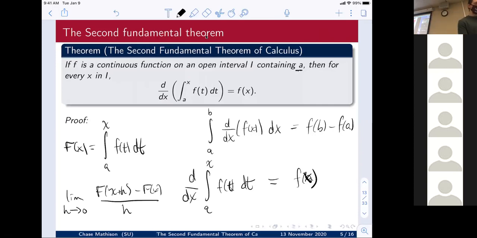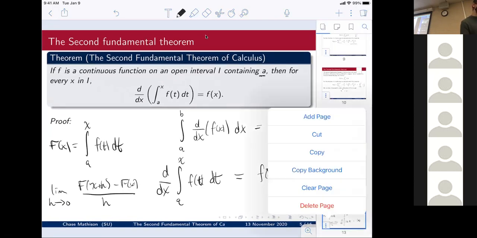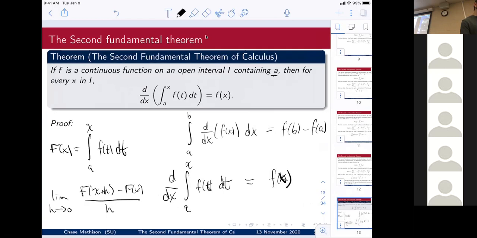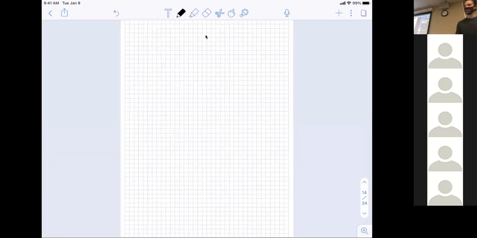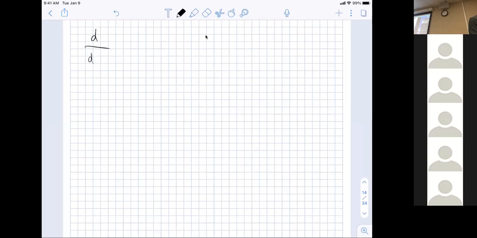I'm going to show you a different, not technically rigorous proof, but it's one that helps me remember what's really happening. So we want to look at what is the derivative of the integral from a to x of f of t with respect to t.